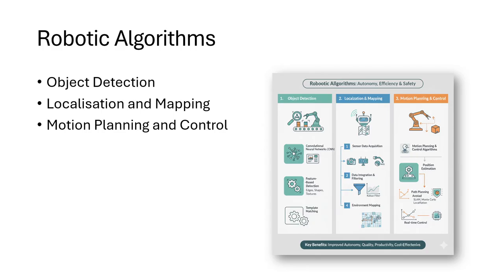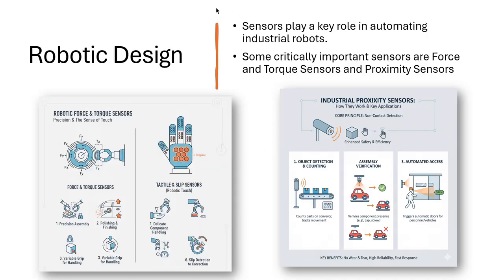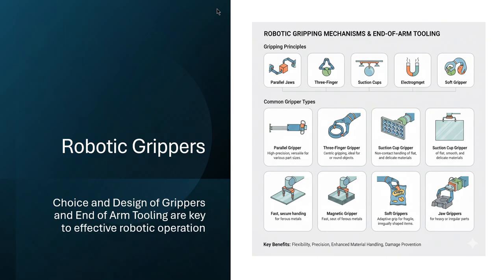Robots are automated using advanced algorithms. Some commonly used algorithms are object detection, localization and mapping, and motion planning and control. Robotic design includes advanced sensors used for automation. Some critically important sensors are force and torque sensors and proximity sensors. Robots perform tasks using grippers and end of arm tooling. Choice of grippers and EOAT is critical to robotic design.